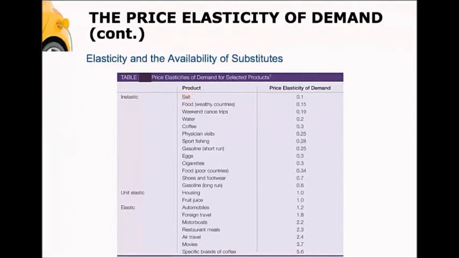Going to the other side, we have air travel. The estimate for the price elasticity for air travel is 2.4. A change in the price of air travel is going to lead to a relatively large change in the quantity demanded for air travel. So you can look through these different goods and services and their price elasticities and try to think about why specific brands of coffee have a very high responsiveness to changes in price, whereas weekend canoe trips have a very low price elasticity of demand.